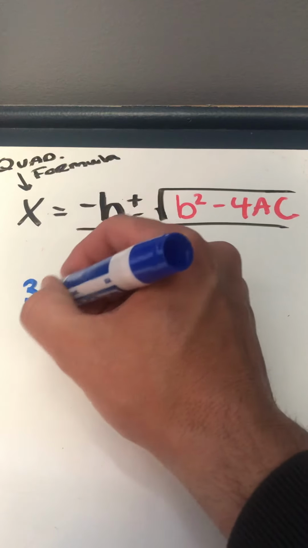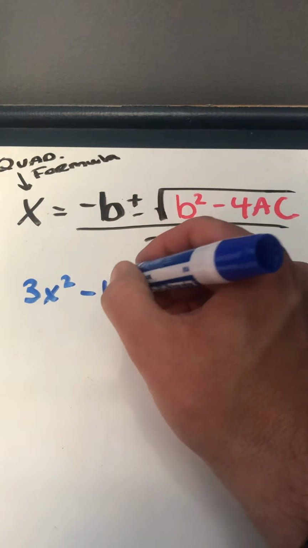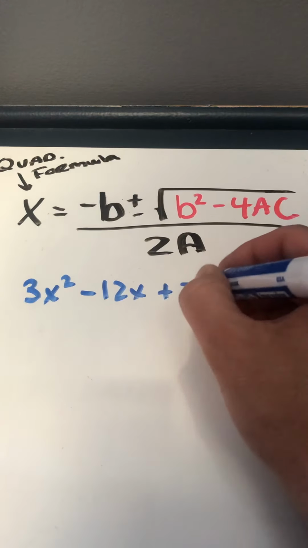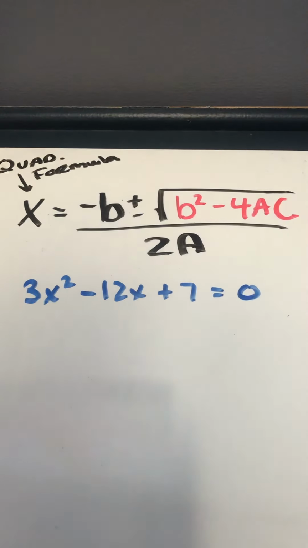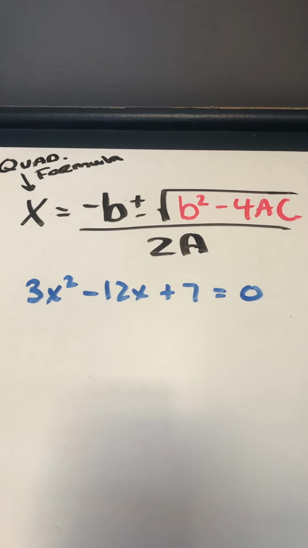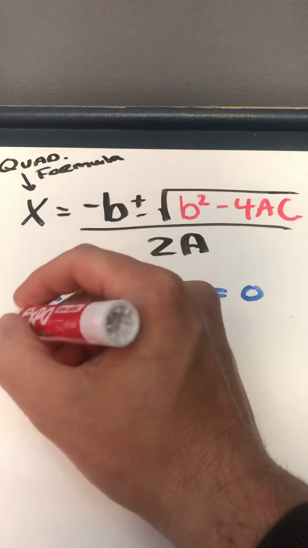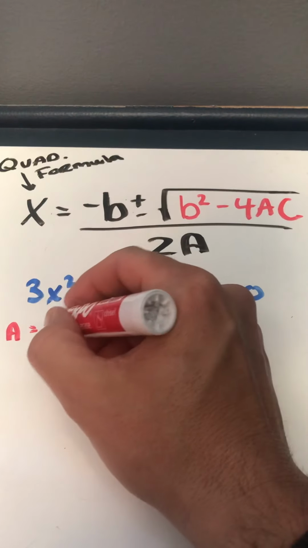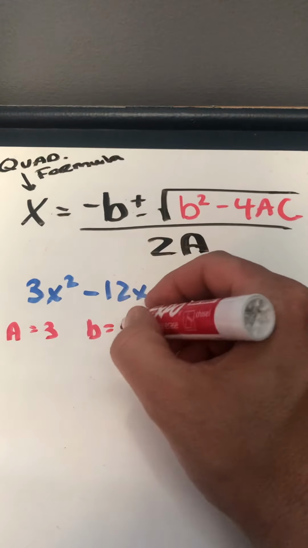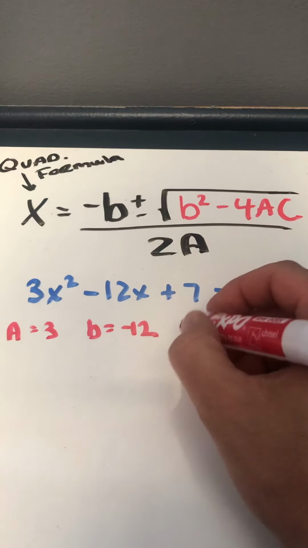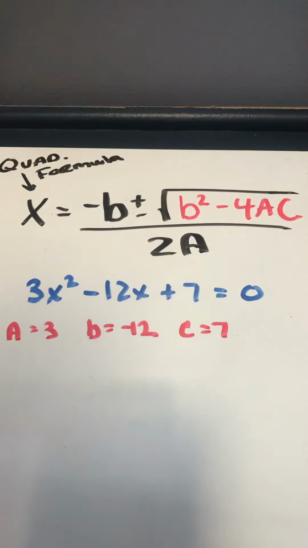Let's say I give you 3x squared minus 12x plus 7 equals 0. In this case, step 1 is already done, as this is a quadratic equation in standard form. Our next step is to identify a, b, and c. Our a value is 3. Our b value is negative 12, and our c value is 7.